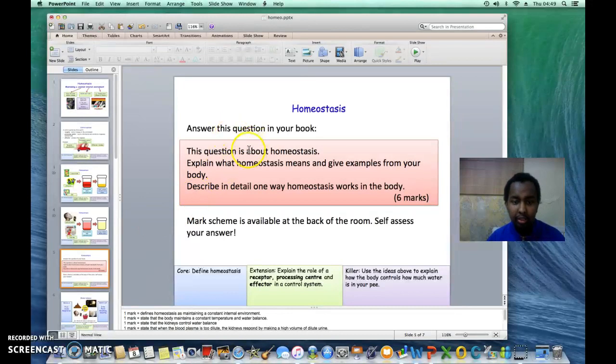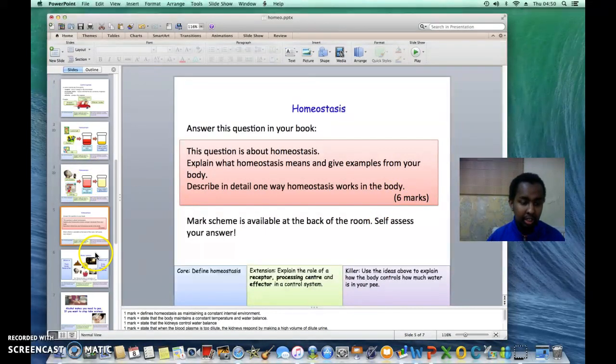So try to answer this question in the book. Explain what homeostasis means and give examples from your body and describe in detail one way homeostasis works in the body. It's a 6-mark question. I want my students to answer this. Since I just explained this concept to you 30 seconds ago, I want you to get the full marks. I'll be very upset if you don't get it. If you don't understand the question, please replay the video. Use these 2 slides as an example.